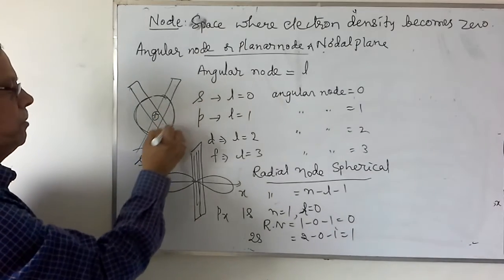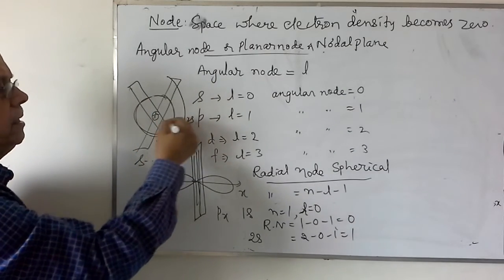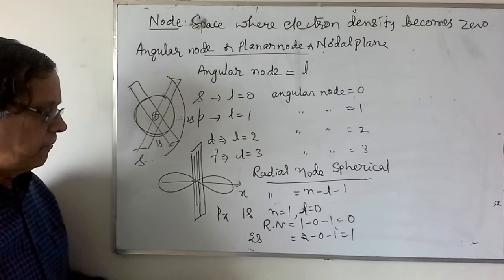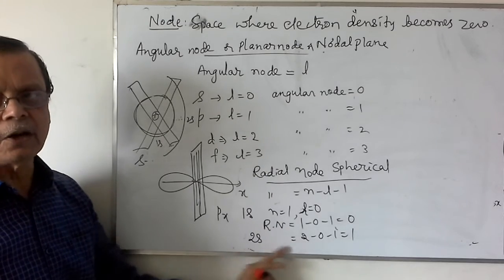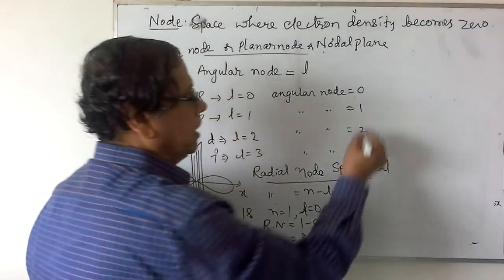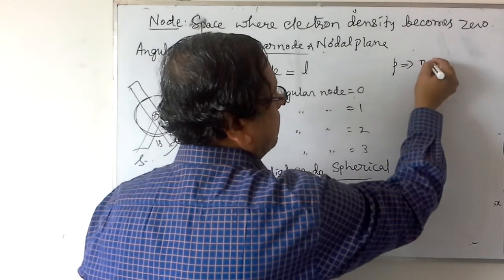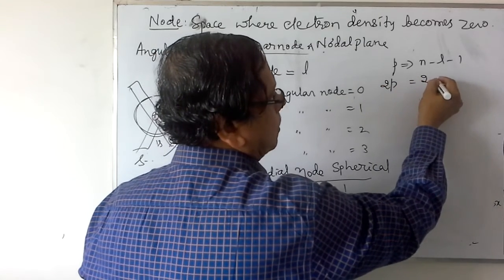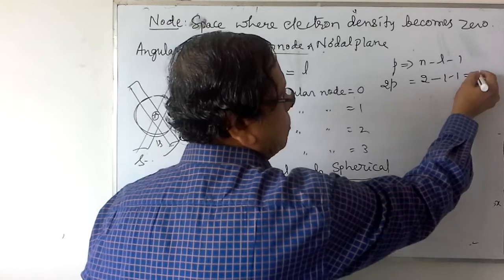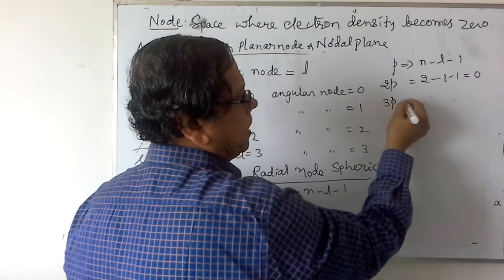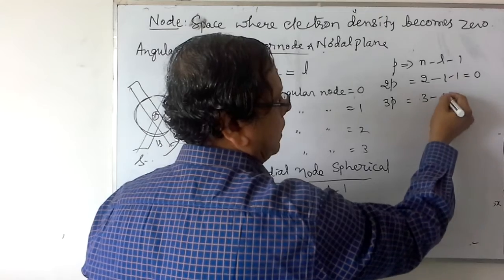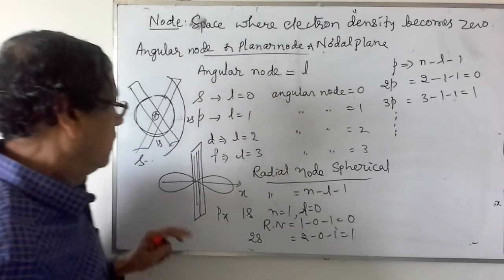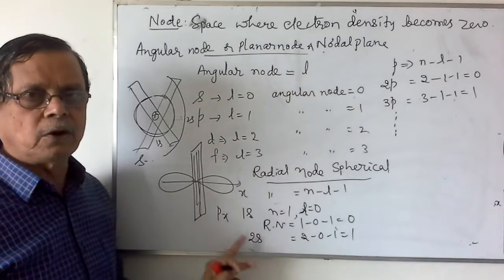That is, if you write 1s orbital here and 2s orbital here, there is a space between these two where the electron density becomes 0. For 2s orbital it is 1. For 3s orbital it is 2. For the p orbital, we can calculate this one as n minus L minus 1, for 2p orbital, it is 2 minus 1 minus 1, that is equal to 0. For 3p orbital, it is 3 minus 1 minus 1, it is equal to 1. So like that we can calculate the radial nodes for the various orbitals.